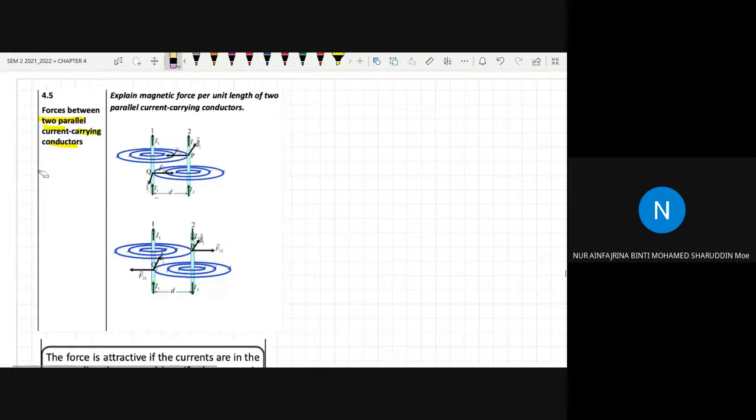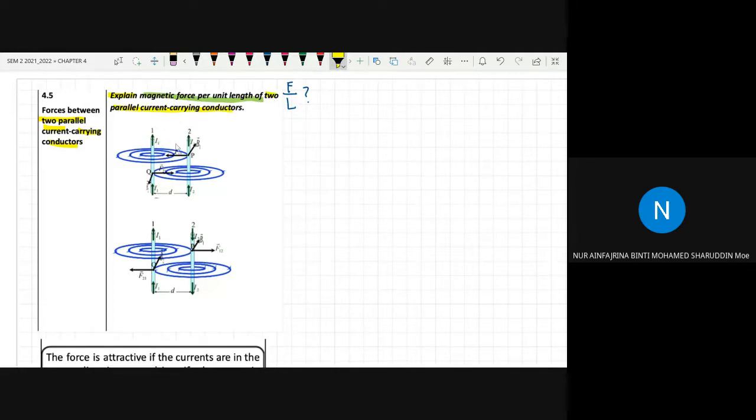So kita tahu bila you ada konduktor yang bawa current, you akan ada magnetic field. So bila you ada magnetic field, you akan ada magnetic force. Sekarang kita akan letak dua konduktor yang carry current ni bersebelahan. So our learning outcome adalah untuk explain magnetic force per unit length of two parallel current carrying conductor.